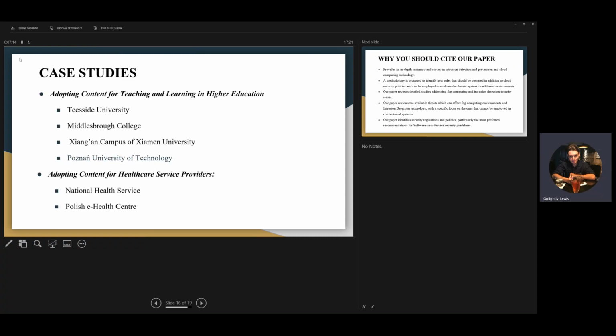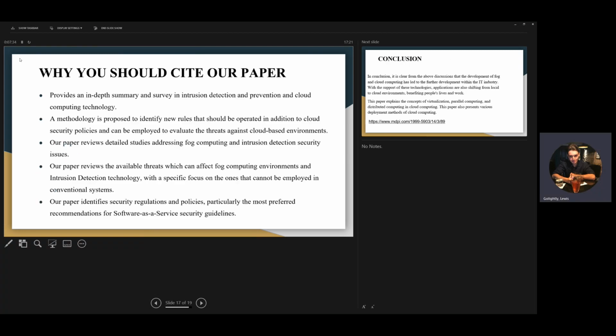So, adopting content for teaching and learning in higher education. The case studies we focused on are Teesside University, Middlesbrough College, Exangan campus of Examen University, Poznan University of Technology. For adopting content for healthcare service providers, we have the National Health Service and the Polish eHealth Centre. So, why you should cite our paper and reasons for citing it.